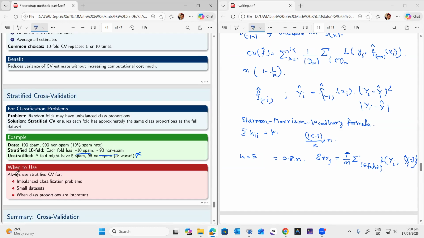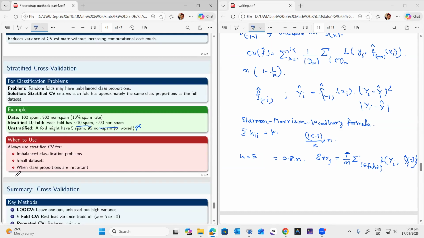All right. So we use it when imbalanced classification problems are there, small data sets are there, and when class proportions are very important. At that time we use the stratified cross validation method. So this was for cross validation. And here bootstrap is finished. In the next lecture we will discuss the EM algorithm. Okay.